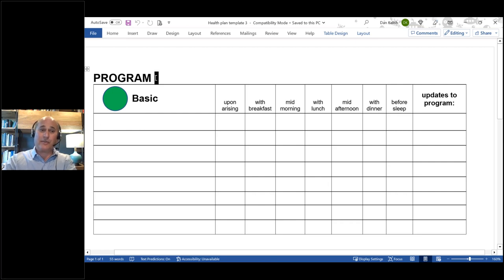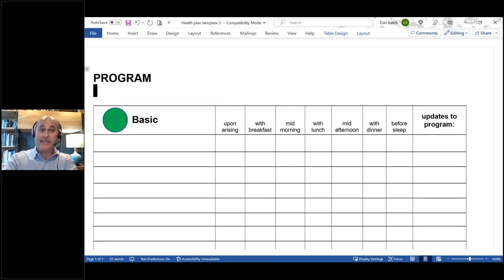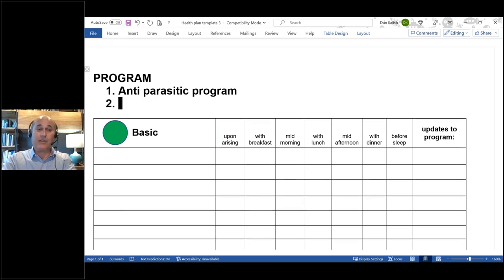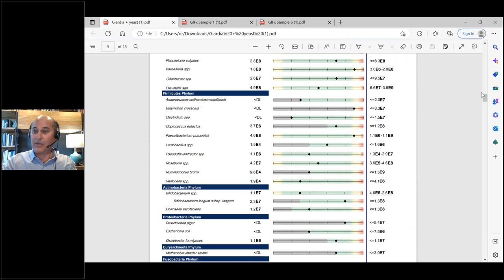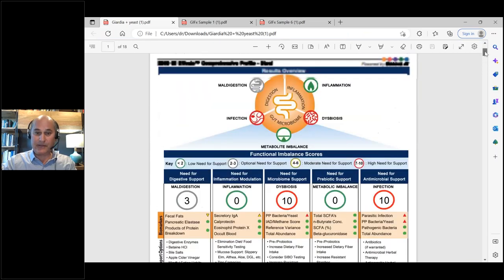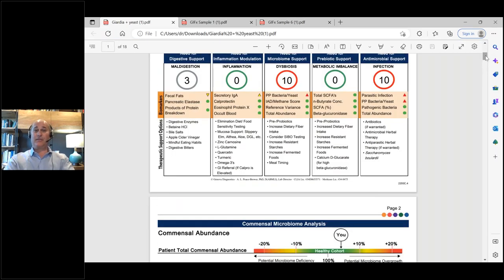And then the question is, you know, in terms of treatment sequencing, so for someone like this, I would personally do the antiparasitic program first. And that could be either antibiotics or herbs, depending on your goals, you know. And then you could do the GI repair, microbiome repair later. So let's look at the test again and see. And we can just go up to the summary page probably so we can do this quickly. Oh, they need some help with dysbiosis also.